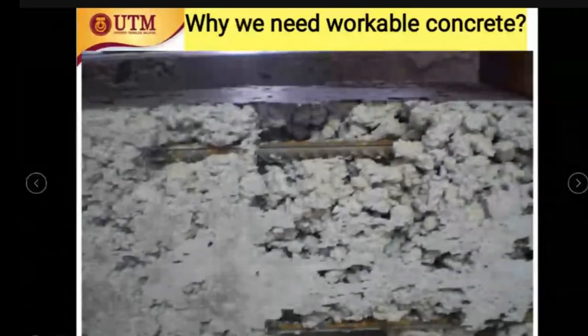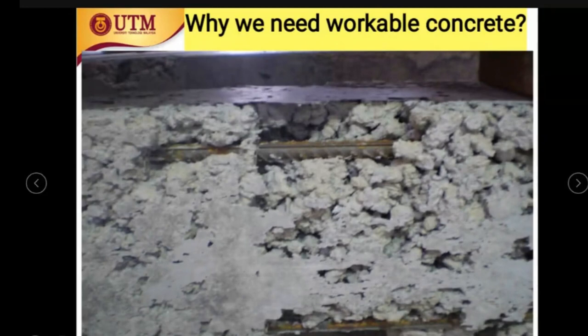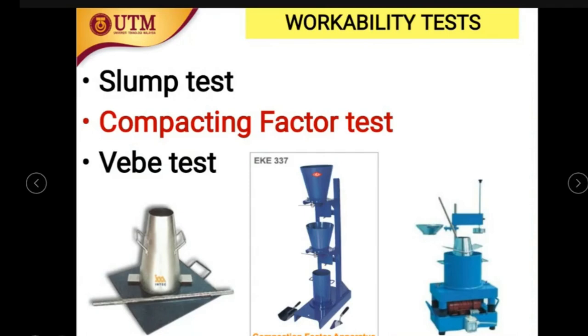So why do we need workable concrete? If your concrete is not workable, perfect compaction cannot be done. When we remove our formwork for reinforced concrete, you will see your concrete will be like this, and this is what we call honeycomb. We don't want our concrete to look like this, because your aggregate and steel bar are exposed to the environment, and there are lots of pores here. External agents can easily enter into your concrete to attack the internal rebar. Those are the things that we don't want.